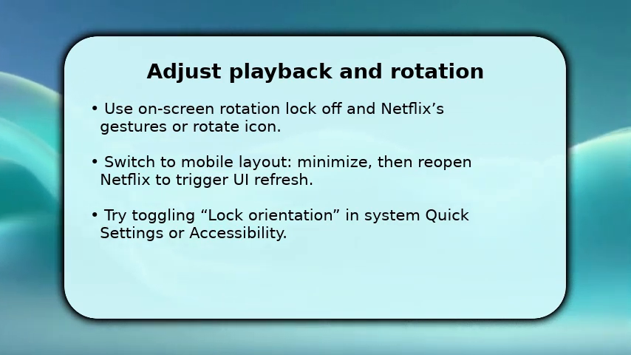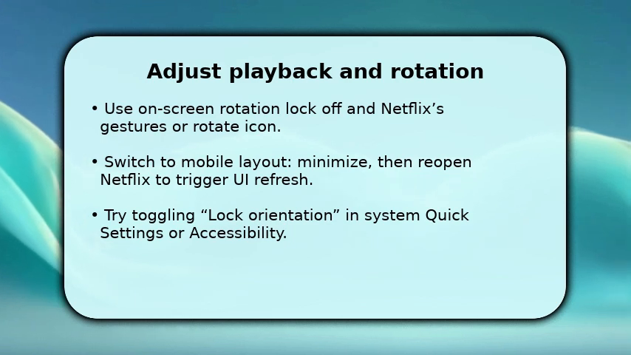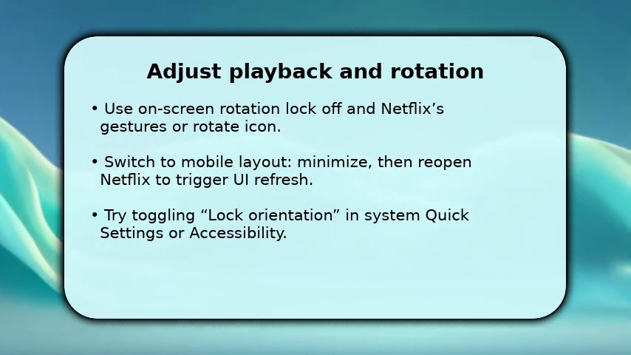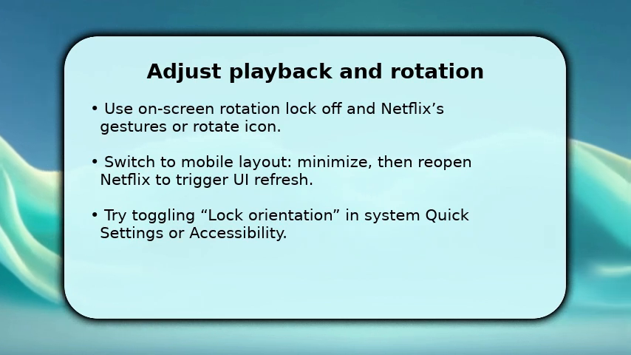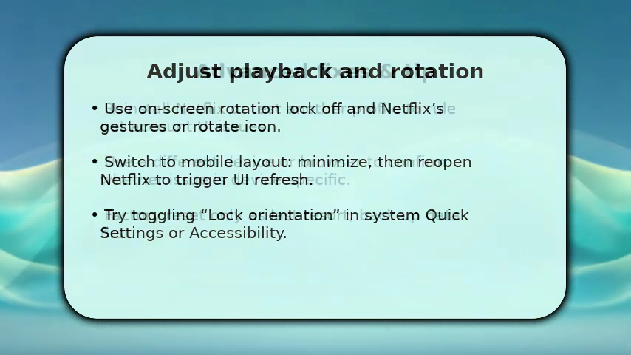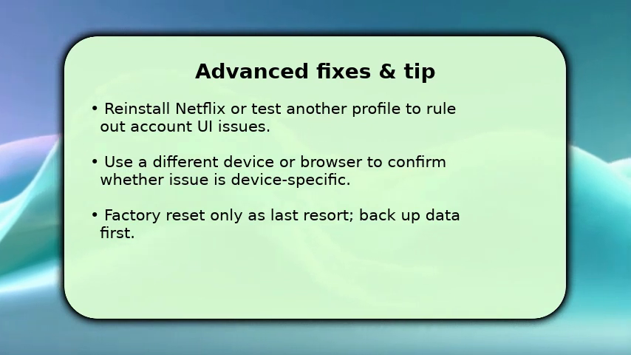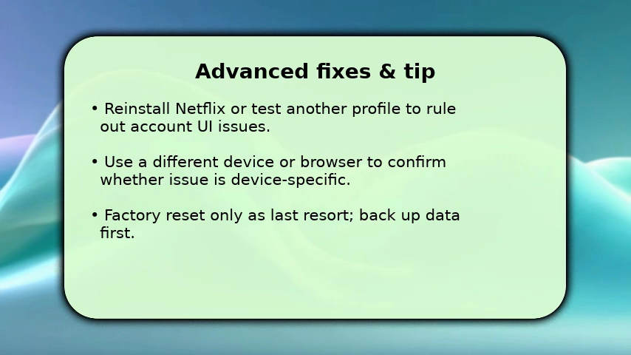Also check accessibility or quick settings for any orientation lock or single app rotation controls. Toggling them makes the OS reevaluate display orientation. These steps address how the app and system communicate about screen orientation. Finally, try advanced fixes. Sign out and reinstall Netflix or switch profiles to rule out corrupted profile settings.